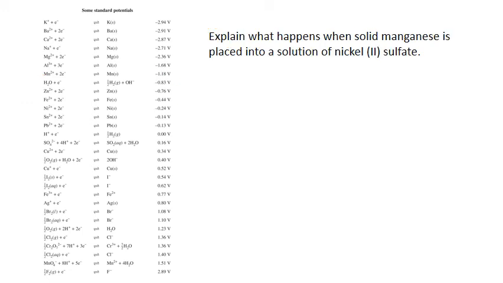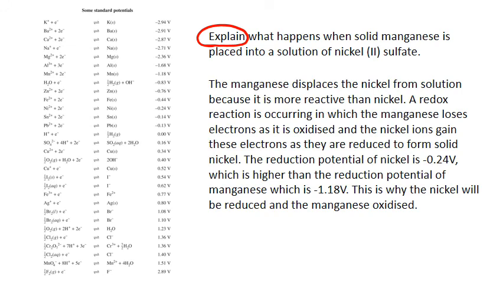This next question is actually very different. It looks almost identical. Explain what happens when solid manganese is placed into a solution of nickel sulfate. But notice this key word, explain. So it's a very different question. We're not describing, we need to give reasons for what happens. So what could we answer? The manganese displaces the nickel from solution. Same as last time, same thing's going to happen. But now I'm moving on to reasons rather than a detailed description. Because it is more reactive than nickel.